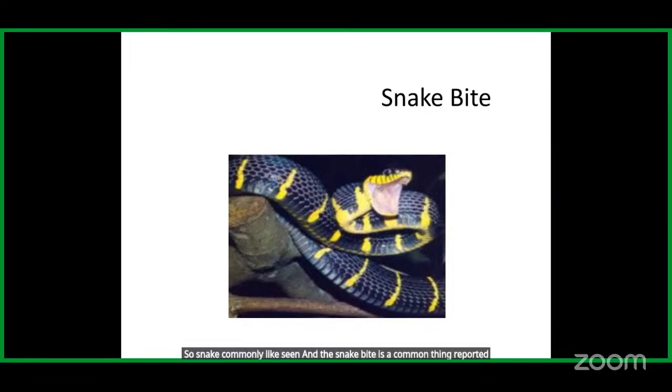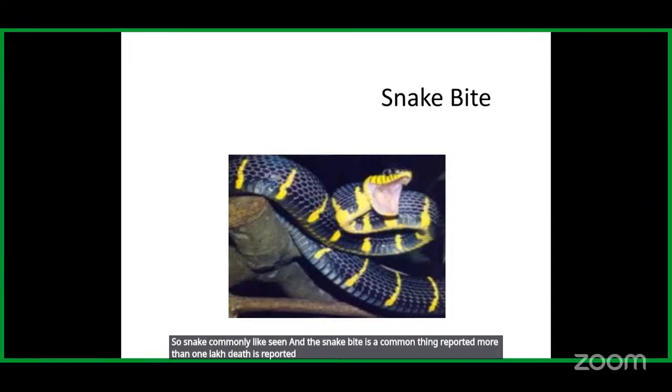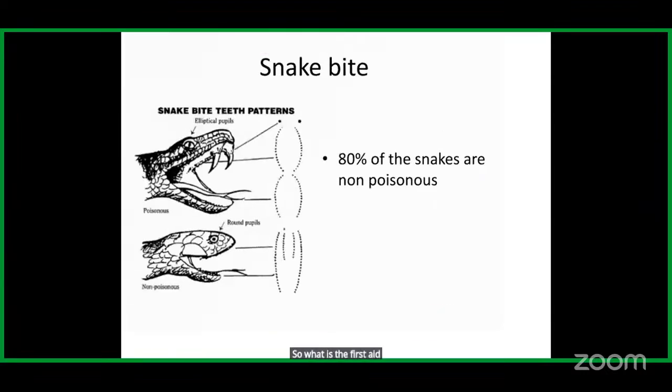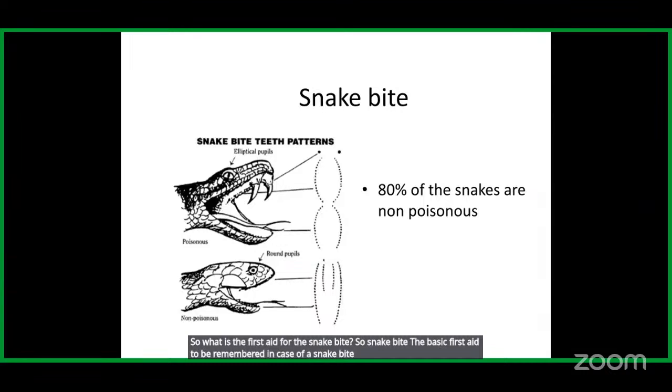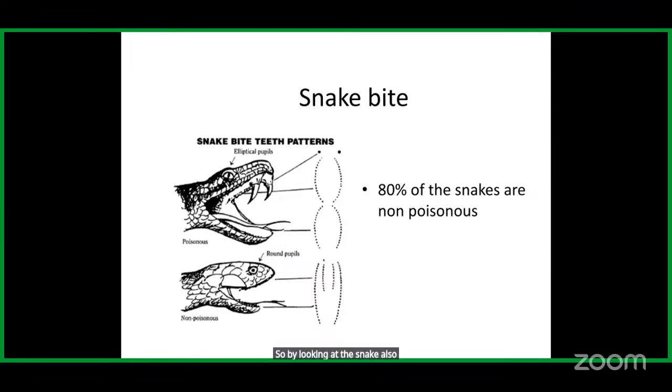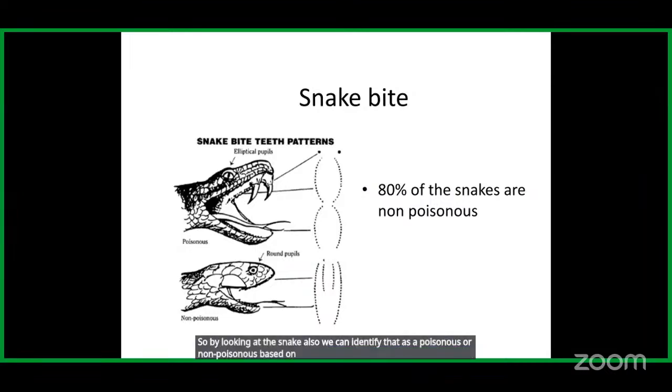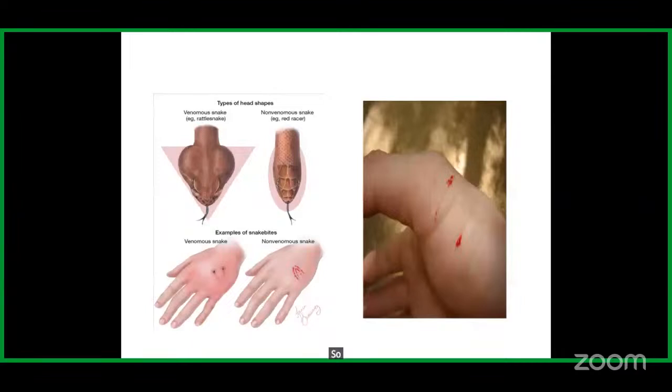More than 1 lakh deaths are reported in India every year due to snake bite. So what is the first aid for snake bite? The basic first aid to be remembered in case of a snake bite is first identification. By looking at the snake, we can identify whether it is poisonous or non-poisonous based on its anatomy. Generally, the poisonous snake will have a broader head compared to the body size.